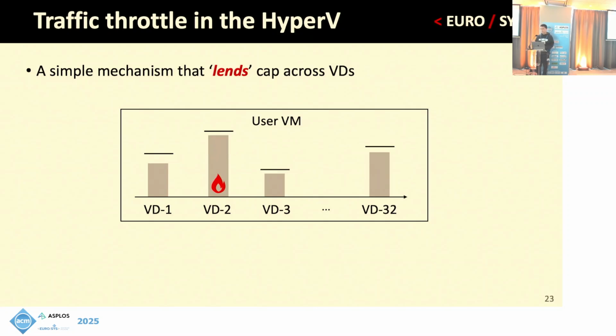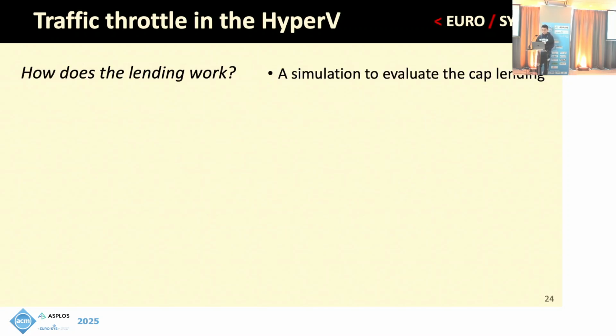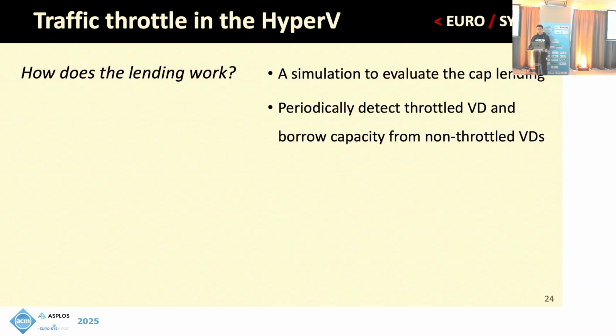So this helps VD2 escape from the throttling. We want to know how these simple mechanisms work, hence we perform a simulation on the collected data. During the simulation, we periodically detect the throttled VDs and allow them to borrow capacity from other non-throttled VDs. The amount of borrowed capacity is controlled by a parameter called the learning rate.